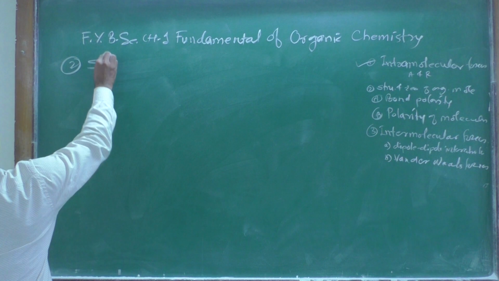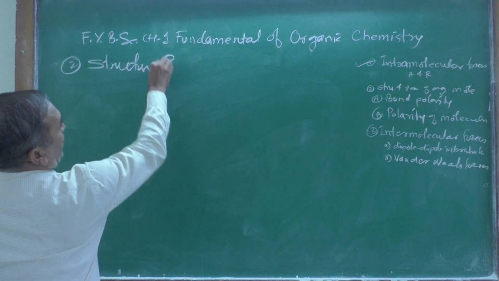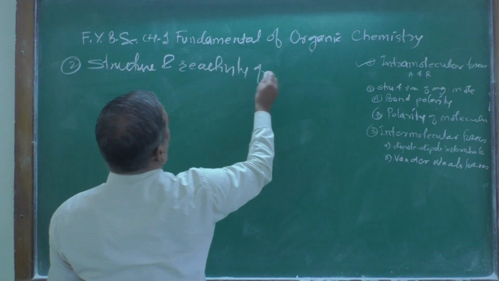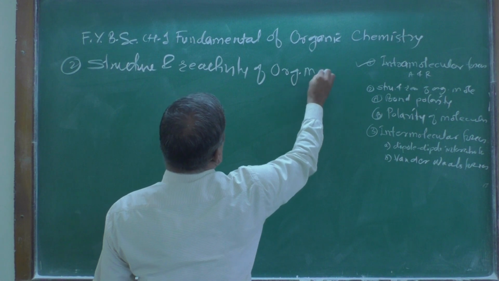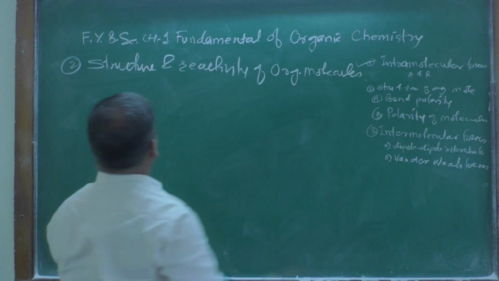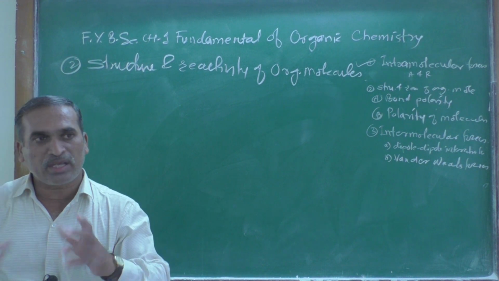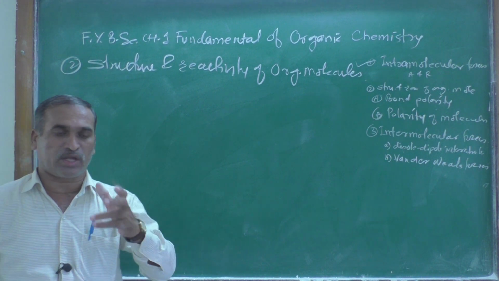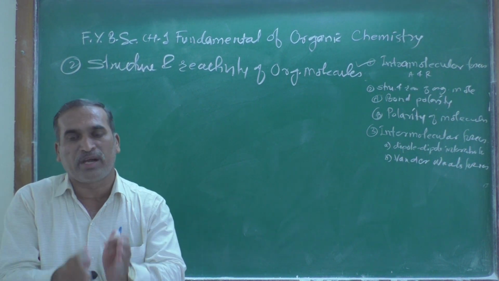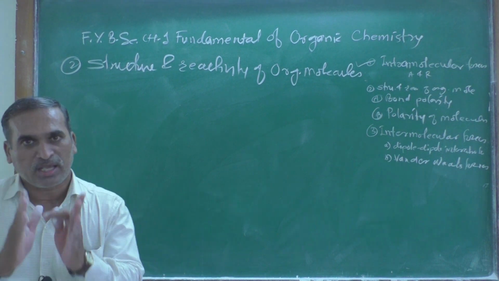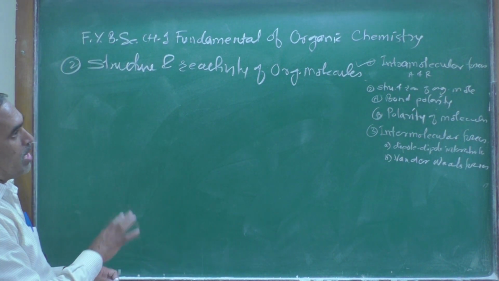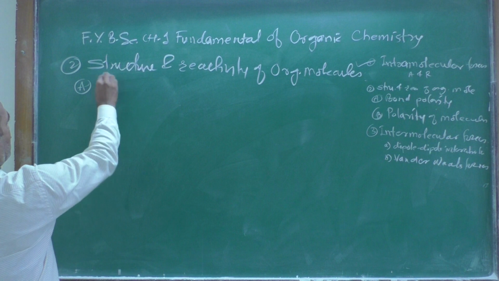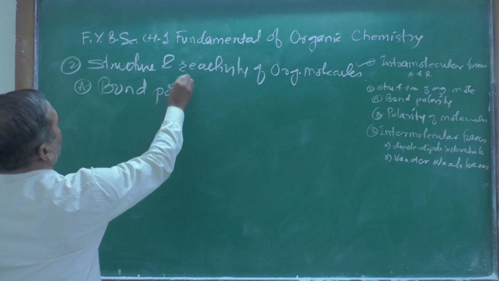Second point, structure and reactivity of organic molecules. Depending upon the structure, we can easily predict. If you know the structure of the organic compound, it is possible to predict its physical properties as well as chemical properties. Remember here. Now there is bond polarity. In that, the first point we are going to learn about is bond polarity, right?